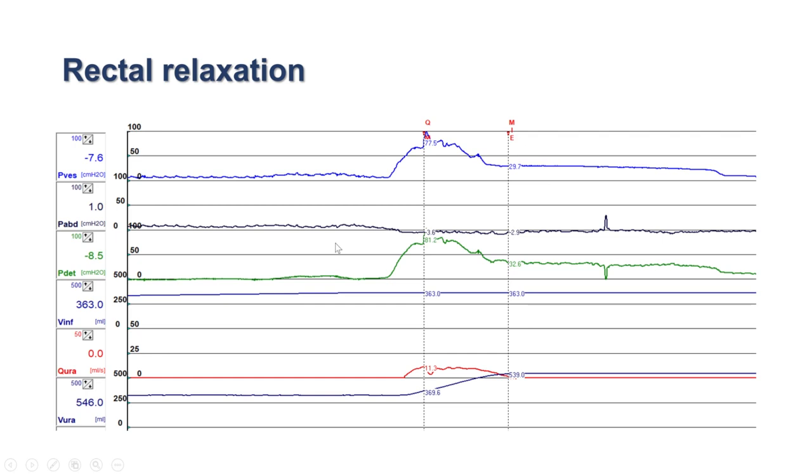Rectal relaxation is a phenomenon that sometimes happens while the study is going on. The rectum becomes relaxed, and the baseline tone in the rectum, which is measured by the P abdomen transducer, shows a reduction. And what is the interpretation? That the P det will be higher than it actually is, and we have to make our interpretation based on P vesicle in this case.